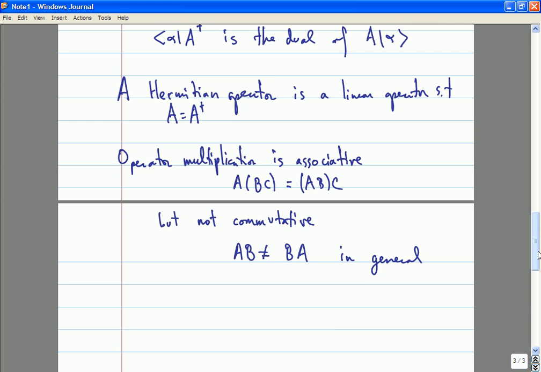So now let me just remind you of a property. A property that is easy enough to show is that the Hermitian conjugate of a product is equal to the product of the Hermitian conjugates in reverse order. If this is not obvious to you, prove it.